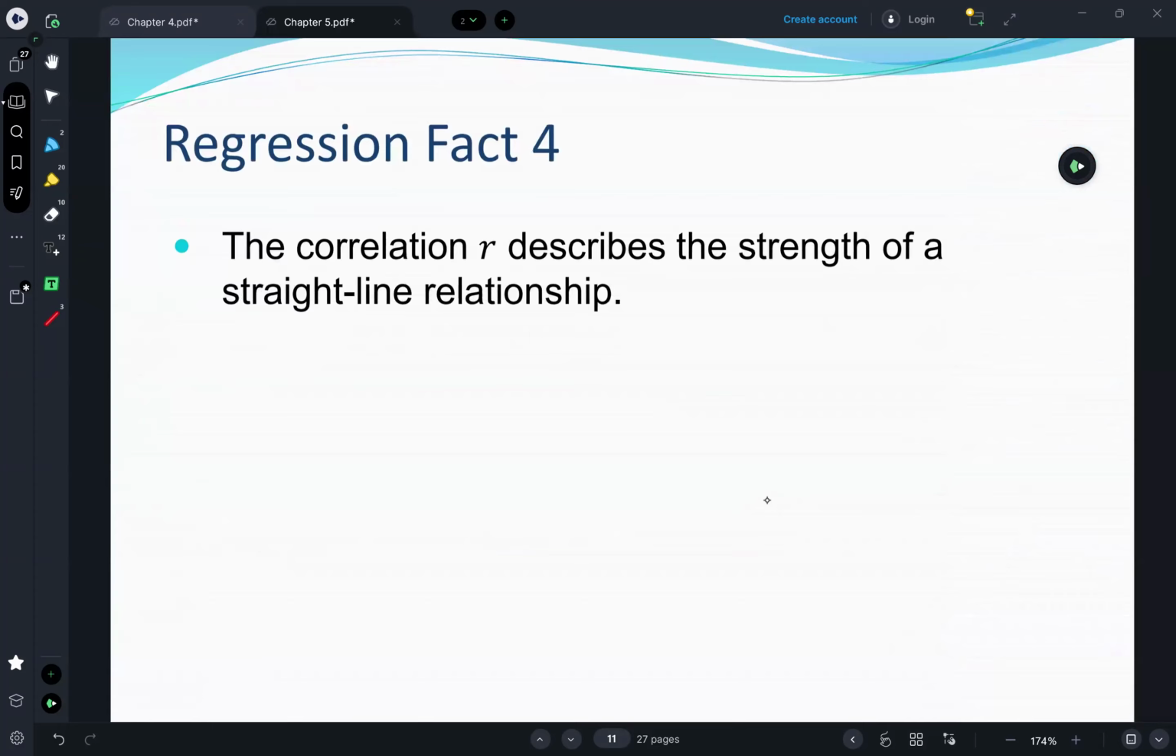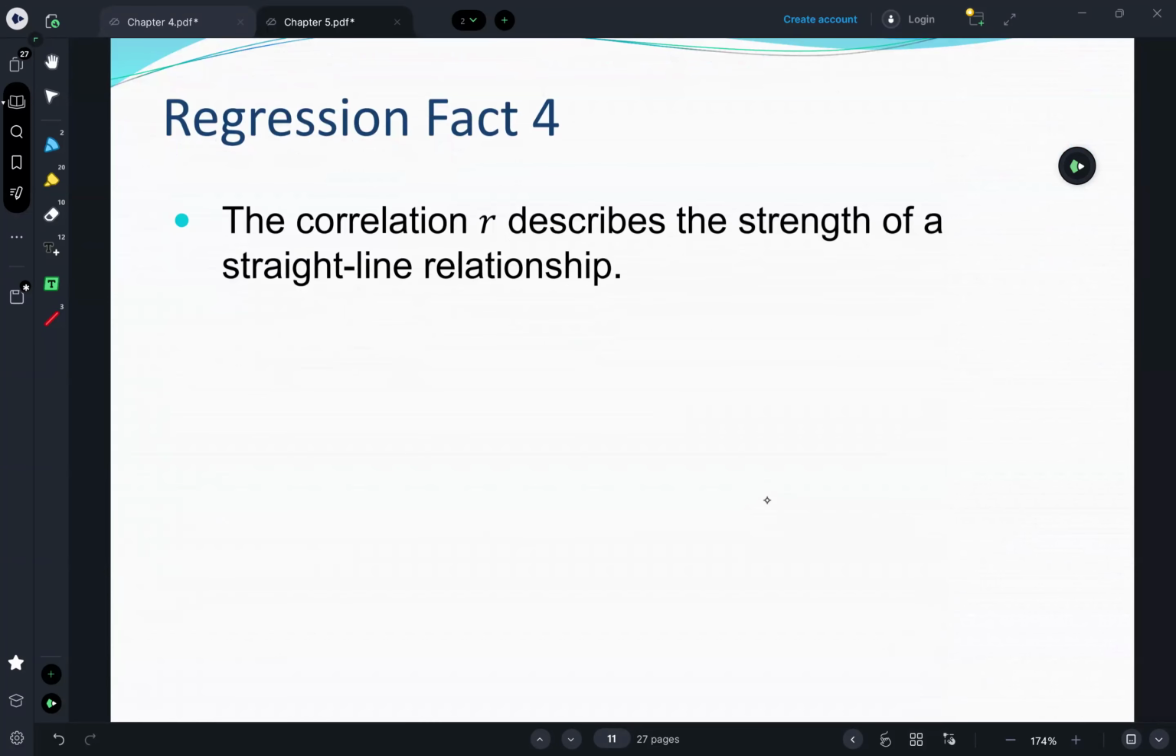So that's a way to check if you've calculated the regression line correctly. Regression fact number 4, the correlation r describes the strength of a straight line relationship. And we saw that the closer it is to +1 or -1, the stronger the correlation. The closer r is to 0, the weaker the association.